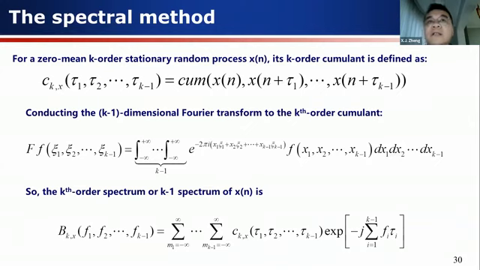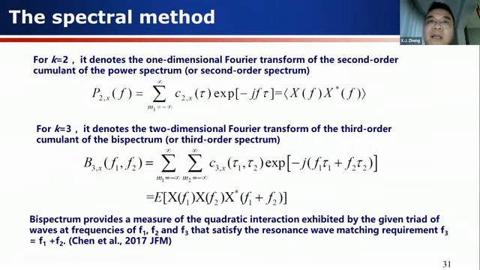The spectral method is a useful and important tool in data analysis. For a signal x(t), the k-th order spectrum can be obtained by a (k-1)-dimensional Fourier transform of the k-th order cumulant, which is given as the bottom equation. In particular, when k equals 2, this equation represents the power spectrum, which reflects the energy distribution at different frequencies. For studies on turbulence, the frequency is usually converted to the length scale by Taylor's frozen hypothesis.